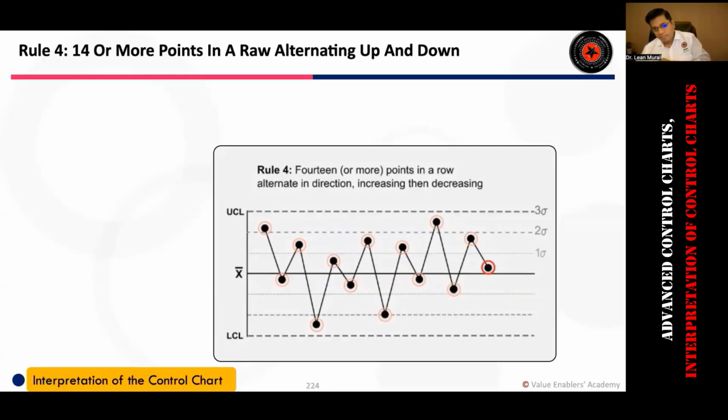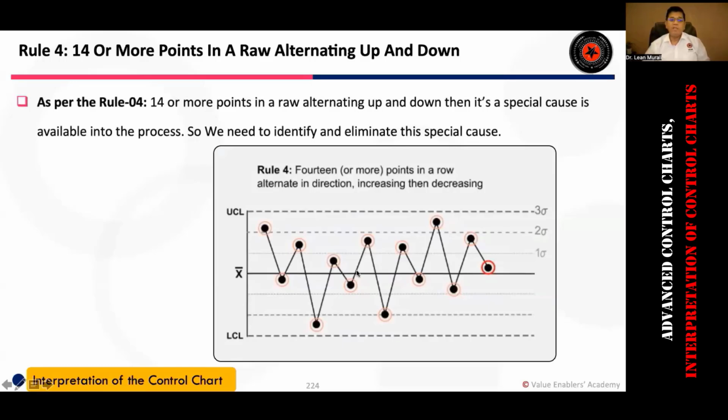Again, it goes this way, decreasing. Again, it goes this way, increasing. So that's also a special cause. If rule 4 is clear, all of you type R4-CC in the chat box. Okay, we need to identify such special causes and eliminate them. This is rule 4.